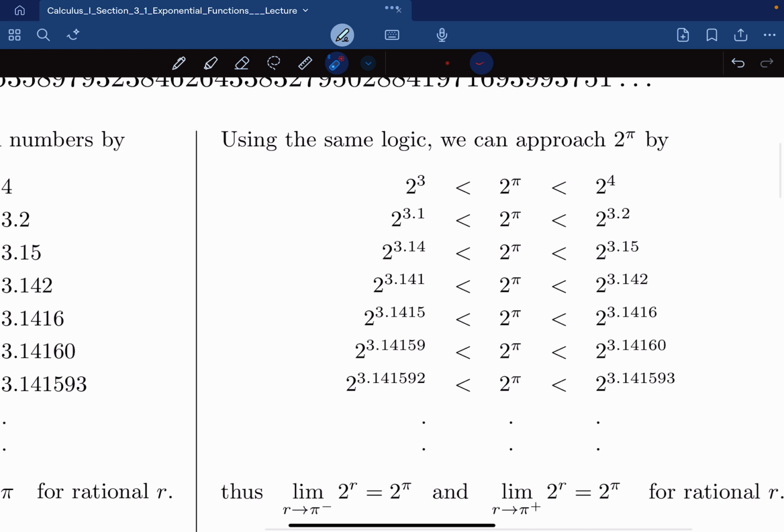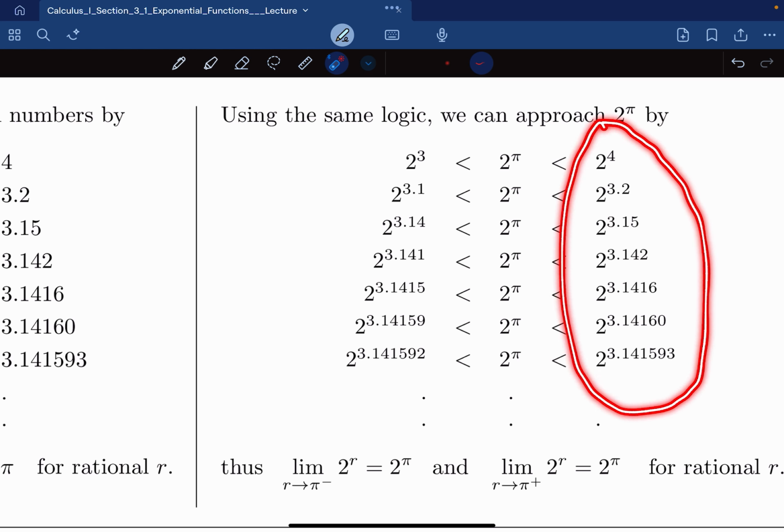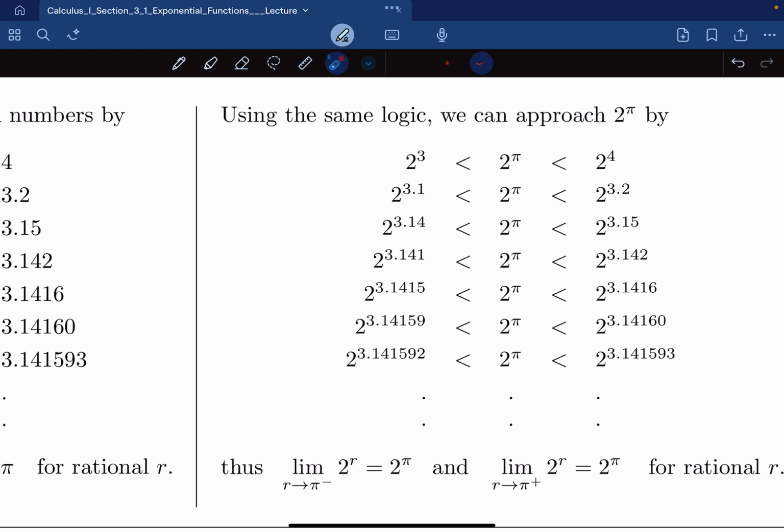Okay, so if we go ahead and play that same exact game as before, we notice that all of the stuff on the left are going to be less than 2 pi. So it is approaching 2 pi from the left. On the other hand, all of the stuff here are going to be greater than 2 pi. So this approaches 2 pi from the right. And we're going to use both sides to define exactly the limit as the 2 to the power of pi.